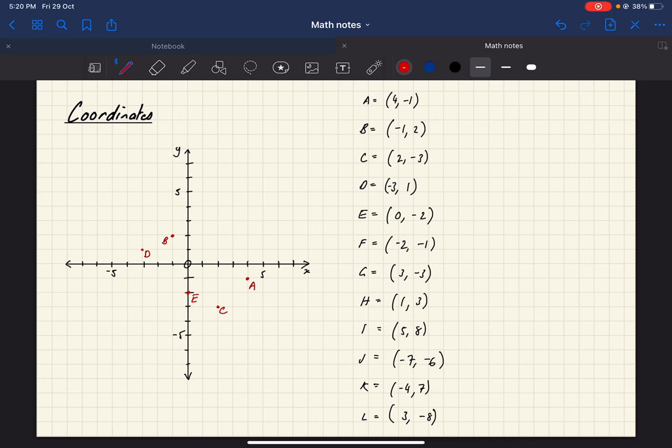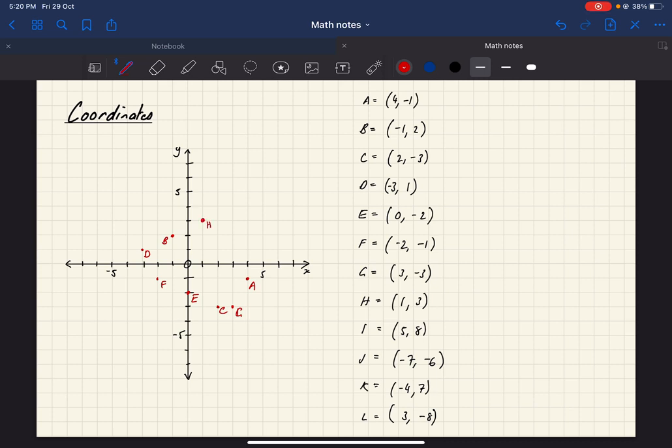F is -2, -1. So I go along to the left 2 on my x-axis and down 1. G is 3, -3. So that's along 3 on my x-axis and down 3 on my y-axis. So that is G. H is 1, 3, so along 1 on my x-axis and then 3 on my y-axis gives me to here.